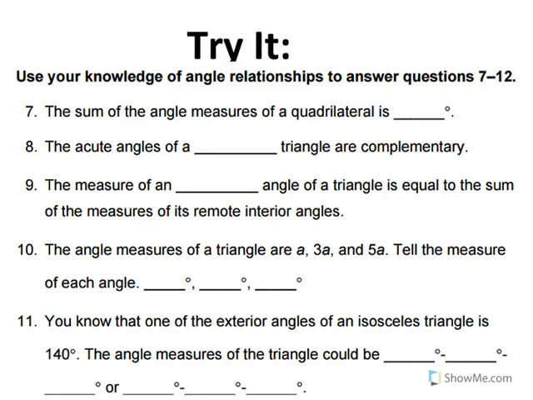Right? Okay, so we're going to try this out, and as you try it out, I'm going to give you the answer. Okay. Use the knowledge of angle relationship to answer questions 7 through 12. Number 7, the sum of the angle measure of a quadrilateral is, and you can fill in the blank.